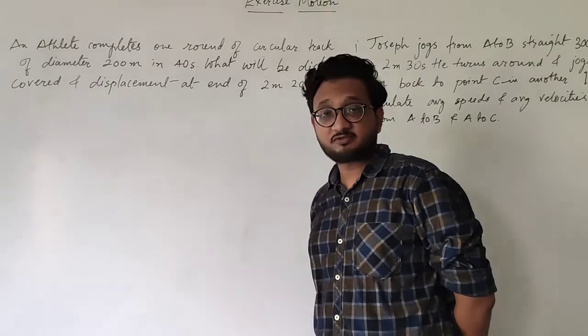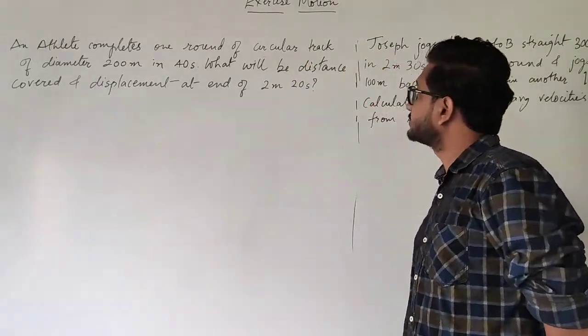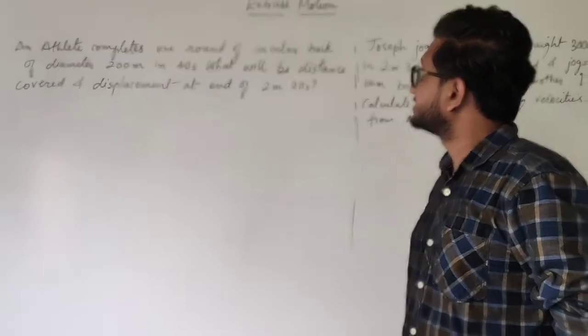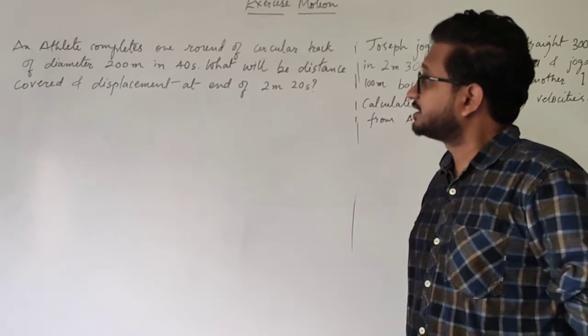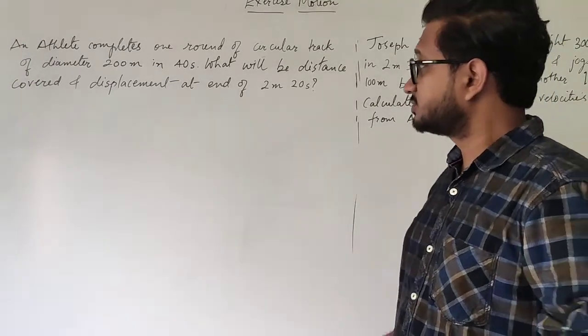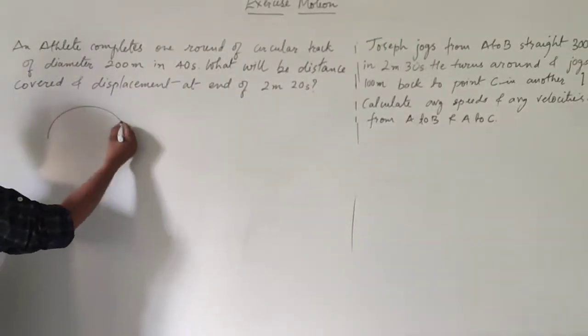The first question from the textbook is: an athlete completes one round of a circular track of diameter 200 meters in 40 seconds. What will be the distance covered and the displacement at the end of 2 minutes and 20 seconds? So, it is said that an athlete is running in a circular track.